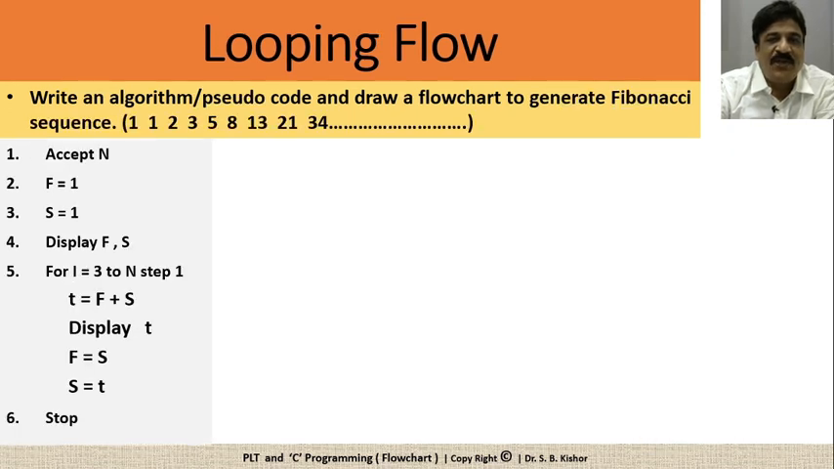Suppose you want to generate the Fibonacci sequence. What is the Fibonacci sequence? In the Fibonacci sequence, the first two numbers are 1, 1, and the next number is generated by adding the previous two numbers. So 1 plus 1 is what? 2. Now this will become your first number and this is your second number, and this process will be continued. It means again we are going to add, you will get what? 3, and this process will be continued.